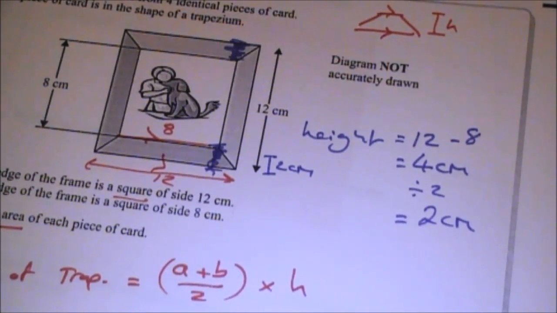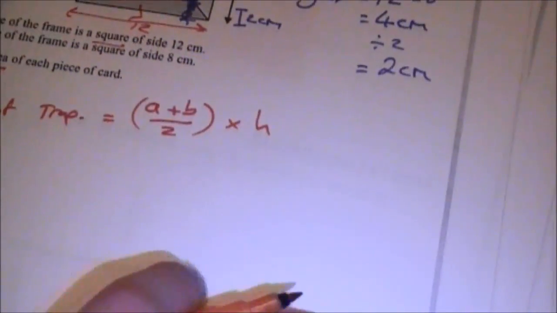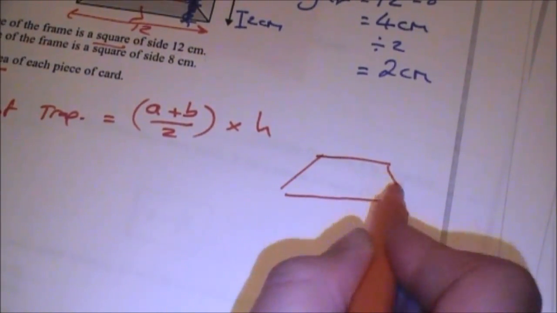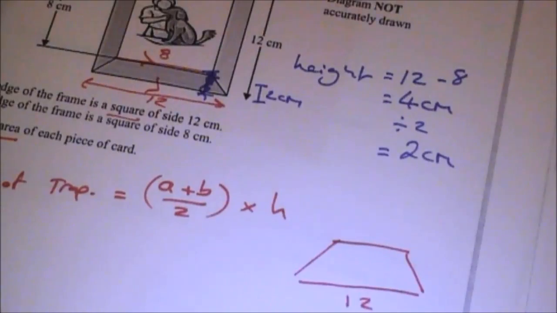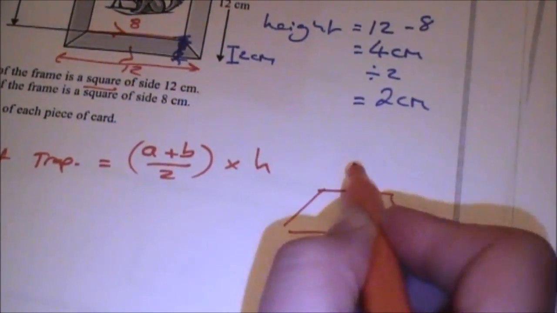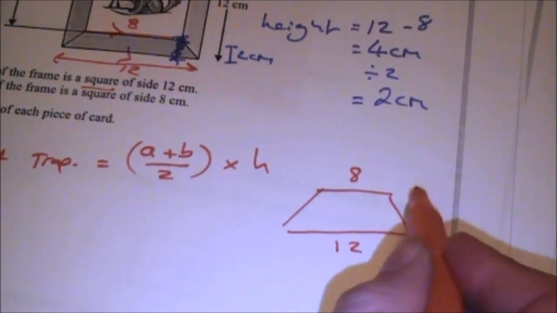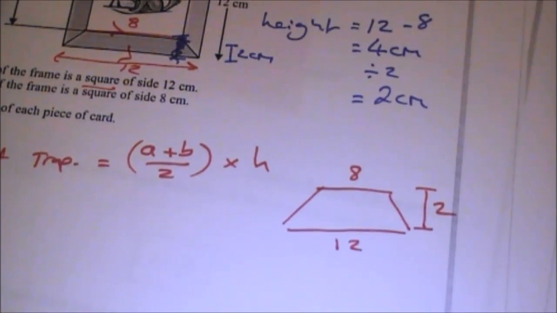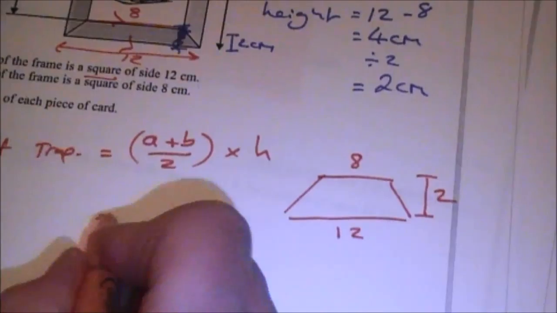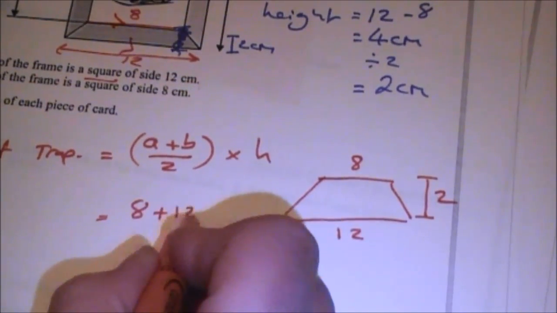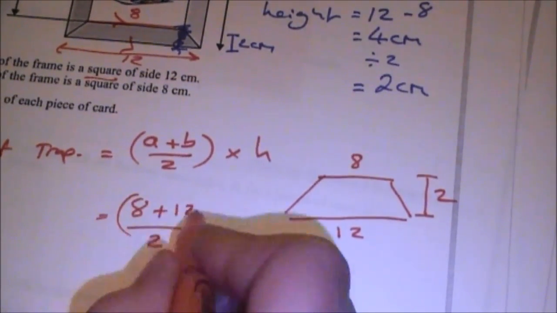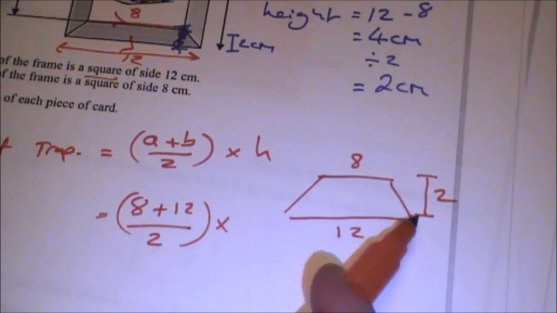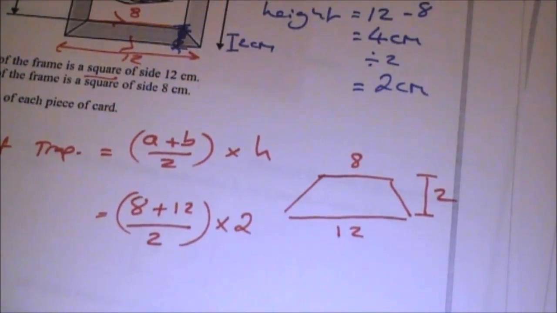So I'm going to go ahead and write that in there. 2 centimetres. Now what I end up with, if it's not clear already, is a trapezium with 12 there, 8 there, and a perpendicular height of 2. So let's just find the area of that trapezium. I do 8 plus 12 divided by 2 times by perpendicular height, which is 2.